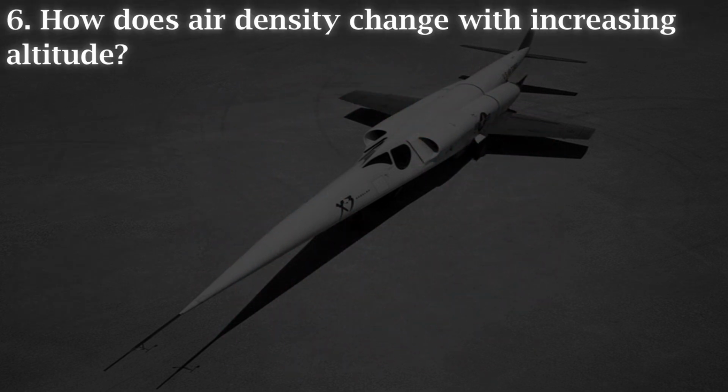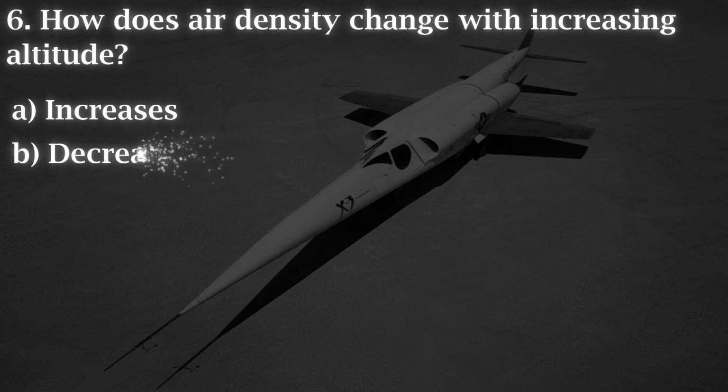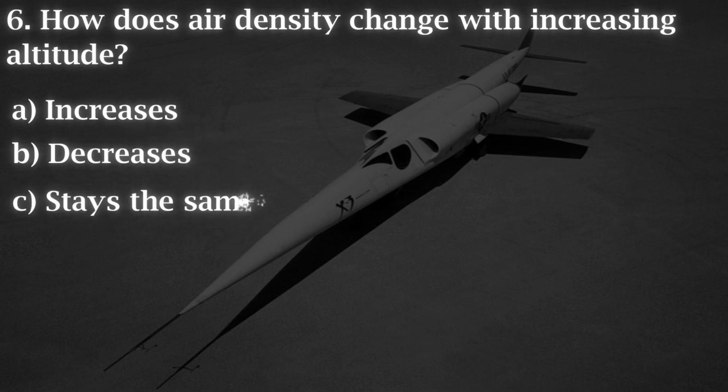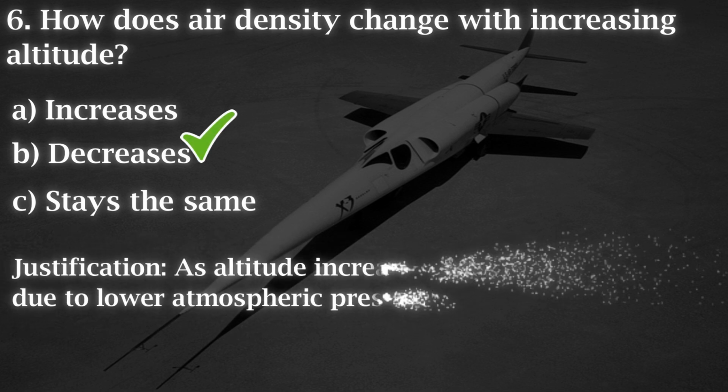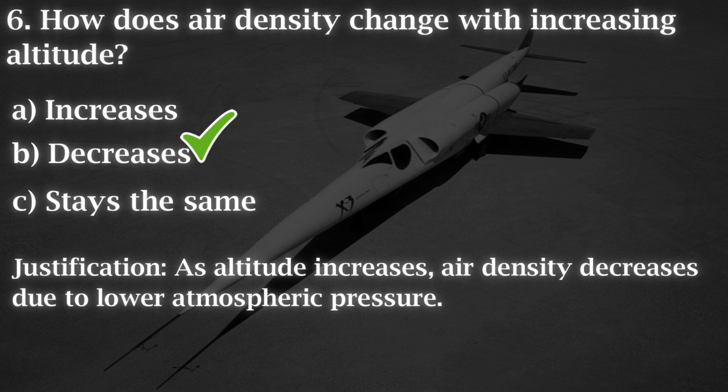Question 6. How does air density change with increasing altitude? A. Increases. B. Decreases. C. Stays the same. Justification. As altitude increases, air density decreases due to lower atmospheric pressure.